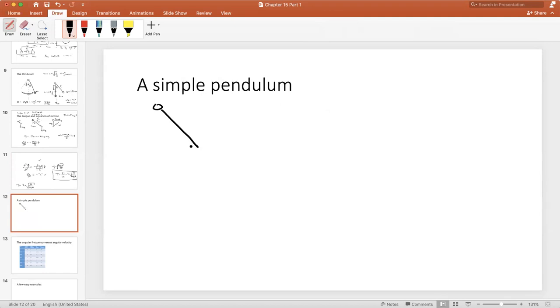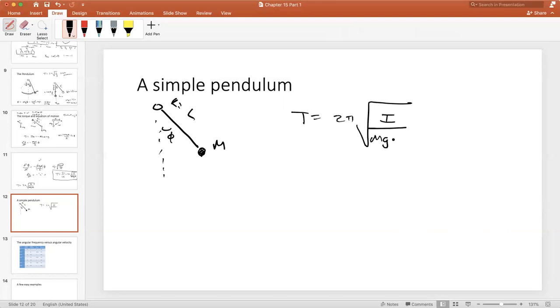For a simple pendulum, we just have a little mass at some distance, r is equal to L, at some phi, okay? And as we said, the period of this is 2 pi times the square root of I over mgr. Now r here is L, but what is I? What is I for a point mass? If we assume this string has no mass, stretchless, frictionless, massless, what is I for a point mass? Well, it's m r squared, which here is m L squared.